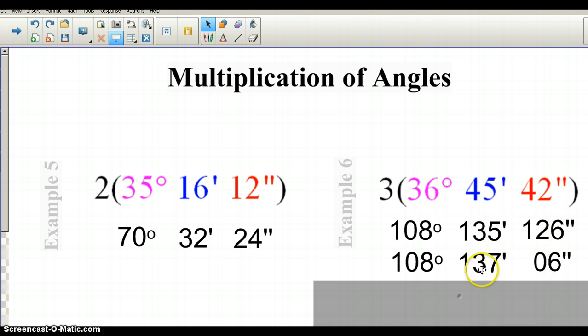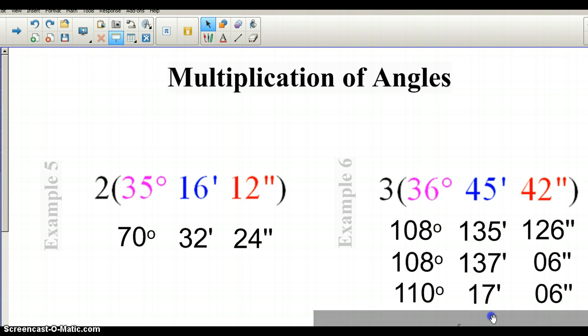But now I look at this column. Is it larger than 60? Yes. How much larger? Well, I can pull 2 60s out of that, which is 120. So if I take 137 minus 120, I now get 17. But because I took 2 away, I have to add 2 to the multiplication. So I get 110. Final answer.